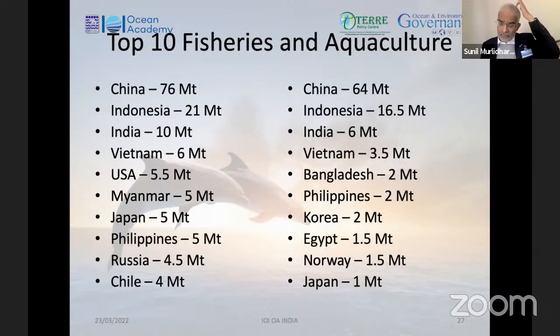And then you see a sudden jump down. If you see Indonesia at number two, that's 150 for China, and Indonesia is barely, not even 40 million tons. So there's a huge drop there. China is just humongous in terms of its fishery. And China is humongous in terms of most of its production.